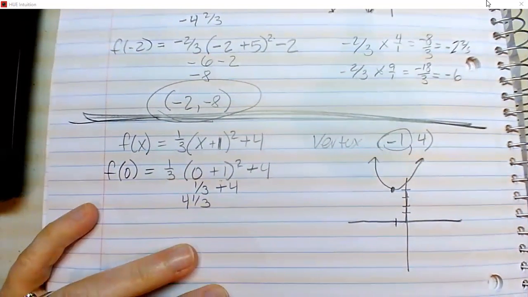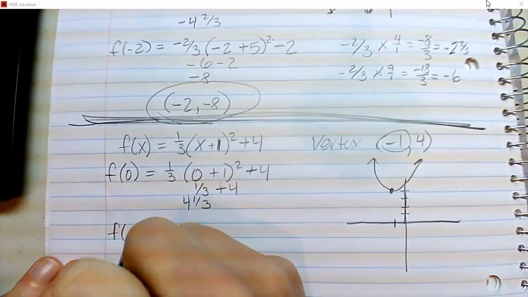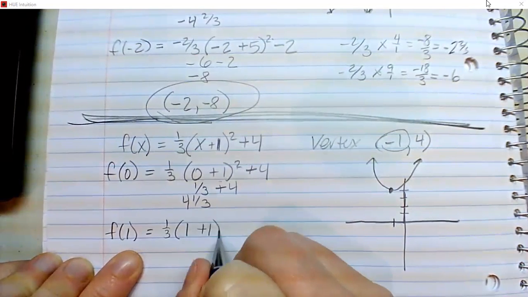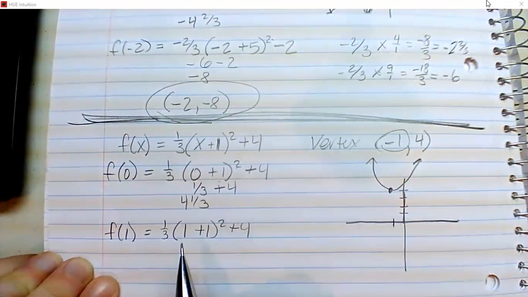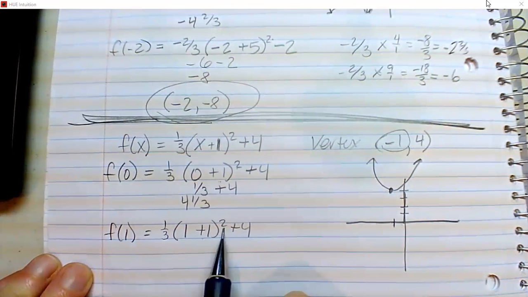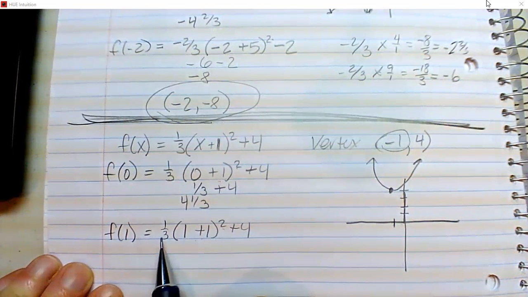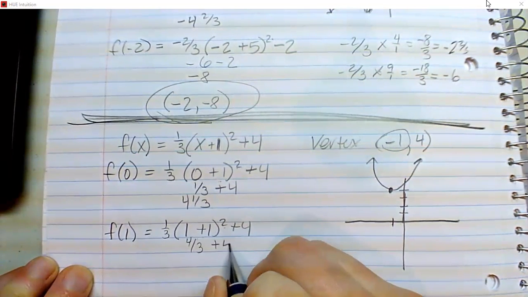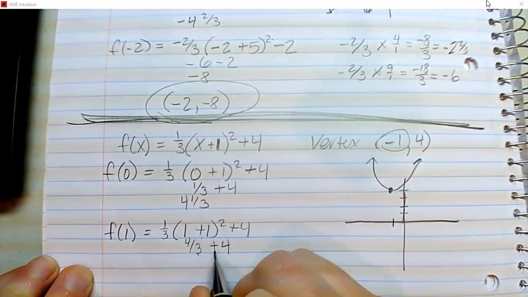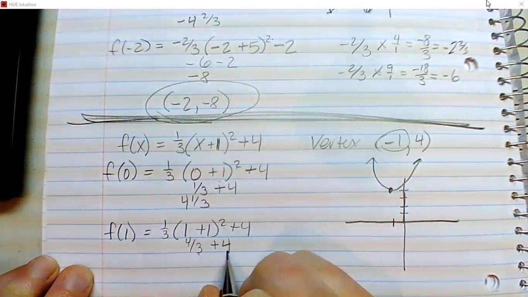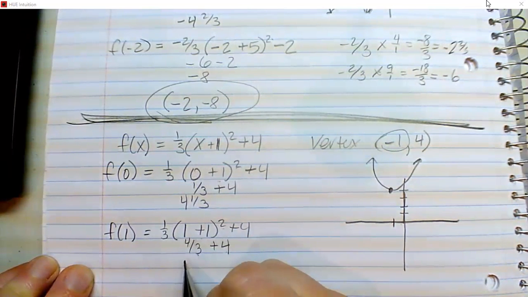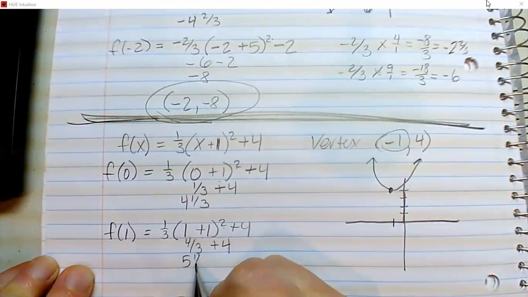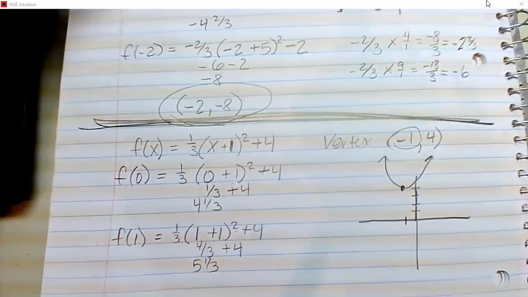So let's try positive 1. Let's see what happens if we use positive 1. So 1/3 times (1 plus 1) squared and then plus 4. 1 plus 1 is 2. 2 squared is 4. 4 times 1/3 is 4/3, which is 1 1/3, plus 4, which would give us 5 1/3. Again, not going to help us a whole lot.